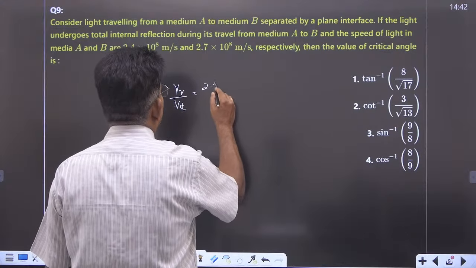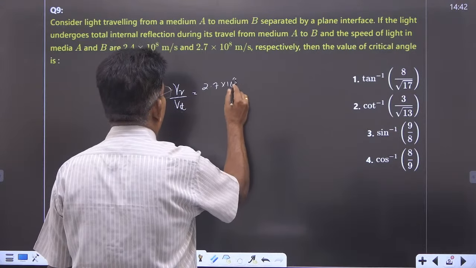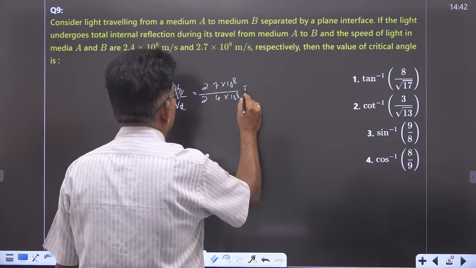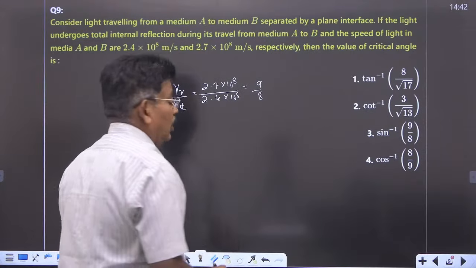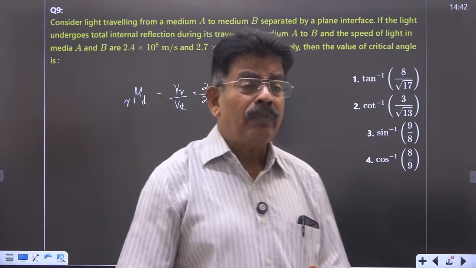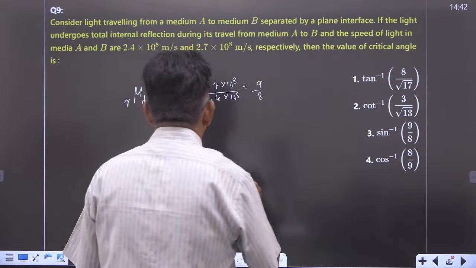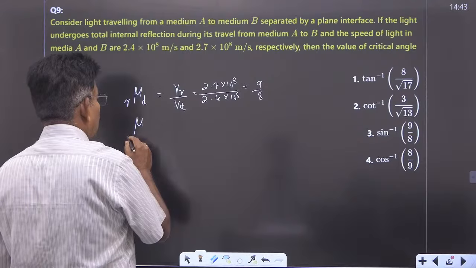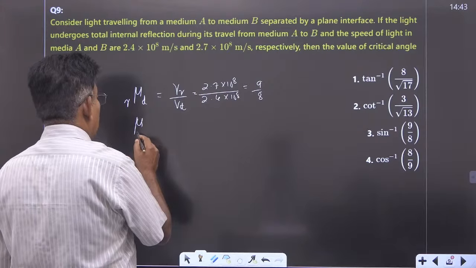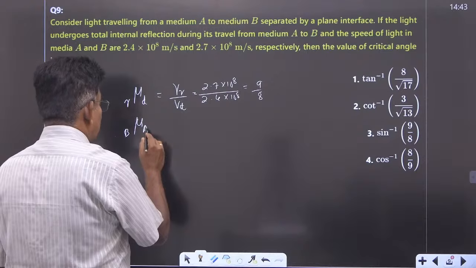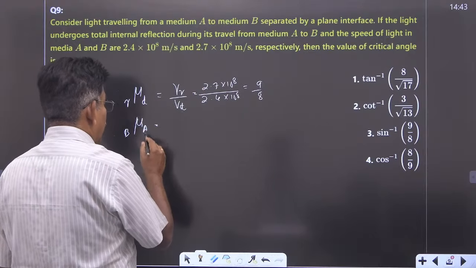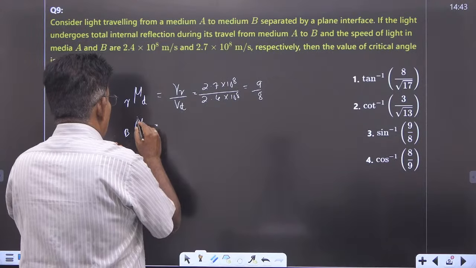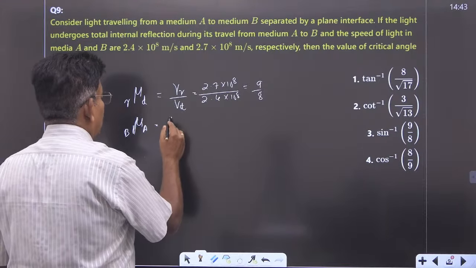Velocity in rarer medium is 2.7 into 10 to the power of 8 divided by 2.4 into 10 to the power of 8. That comes to be 9 by 8. Here, the light ray is going from where to where? B to A. The refractive index of A with respect to B, because A is the denser medium. But what mu do you want? Rarer to denser medium, that we want.